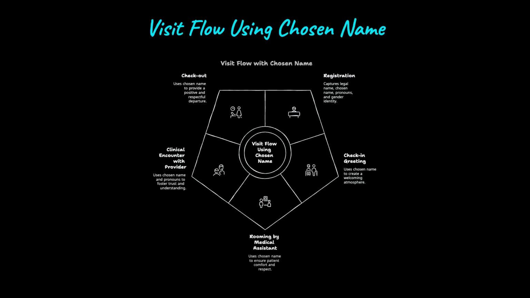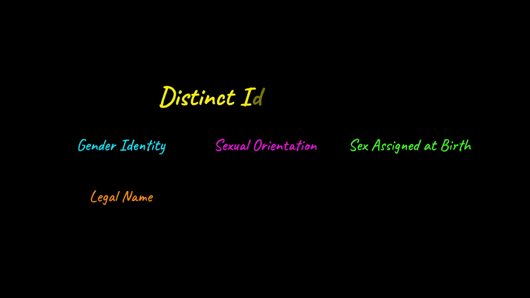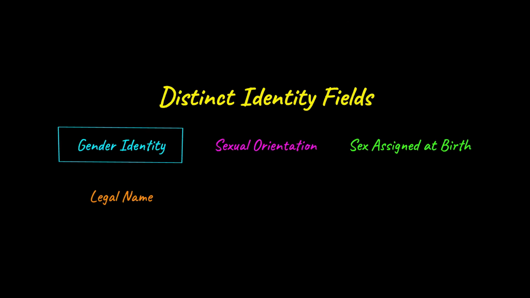Registration captures legal name, chosen name, pronouns, and gender identity in separate fields. Visit summaries, banners, and clinical notes then pull from the chosen name and pronoun fields at every step: check-in, rooming, the clinical encounter, and check-out, while legal name stays reserved for billing or legal purposes. Exam questions test consistency. Partial use, like honoring the request with only one provider, still causes harm.